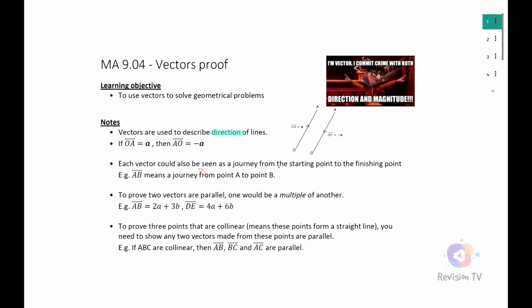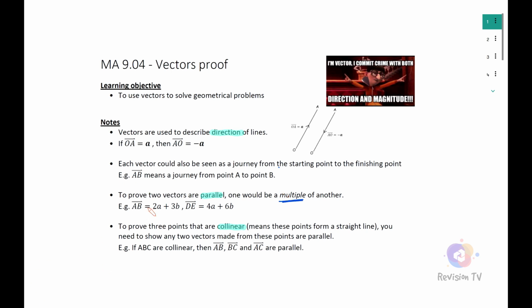To prove, now there are two types of vectors proof question. The first type is, you do want to make note of this, is parallel, and the other one is about collinear.